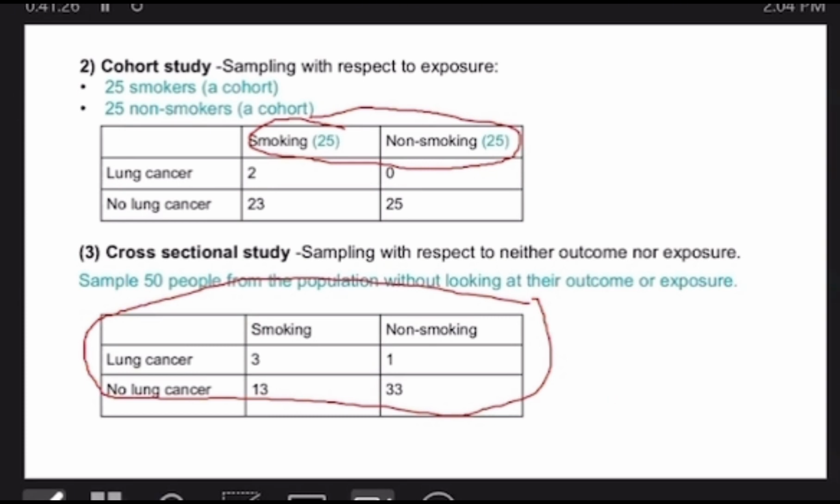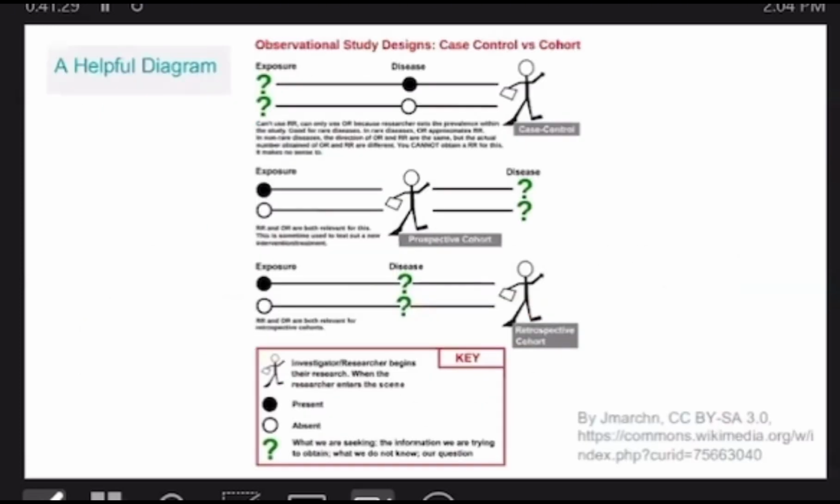I think I put some pictures here that may be helpful. If you take a look at the first one, somebody already has a disease. Then what are we trying to do? We want to look back. Did they have the exposure or not? That was why I put a question mark on the exposure. They already have the disease.